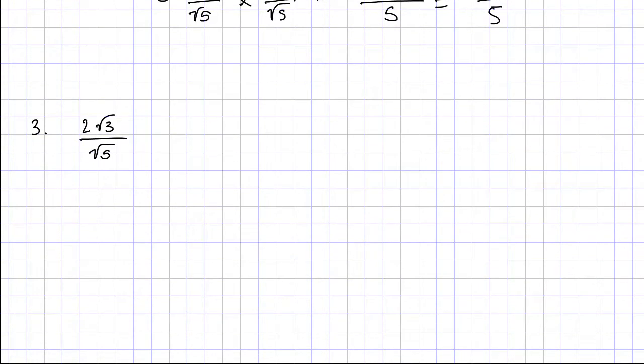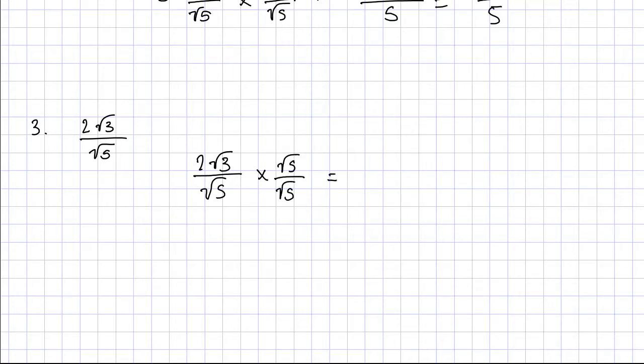Okay, next question. Again, we're going to do the same thing. I'm going to write it again. 2 root 3 over root 5. To rationalize the denominator, I need to multiply this by root 5 over root 5.